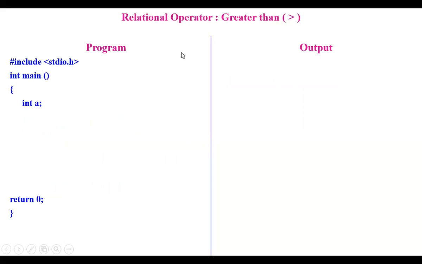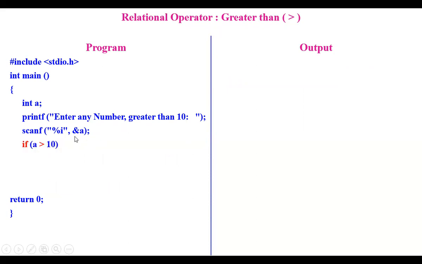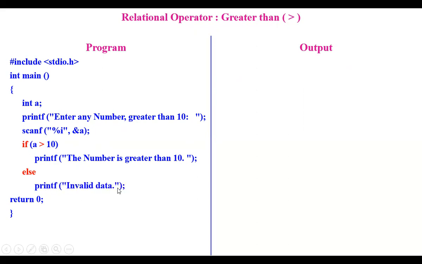Now, let us apply this to greater than, right? Now, it's asking for a number, enter a number greater than 10. That value is assigned to A, and we are going to compare that number with 10. If this condition is satisfied, this is going to happen. What? Number is greater than 10. If it is not happening, that is, if it is saying no, the number is not greater than 10, then this happens. It is going to say that it is invalid.